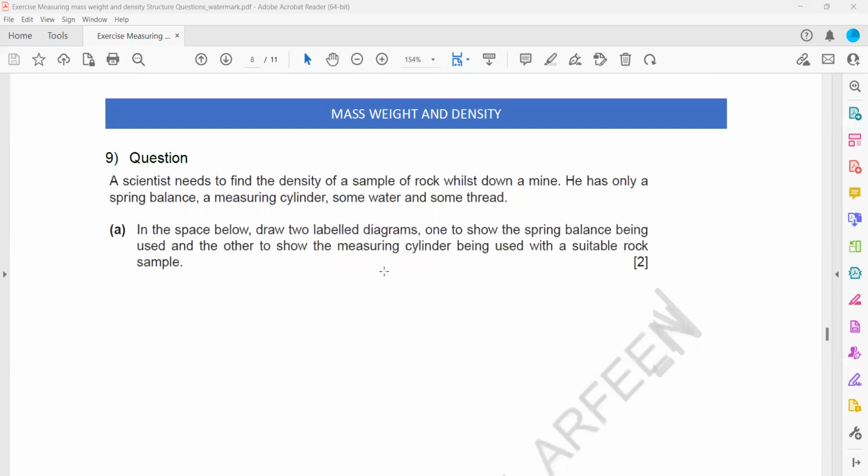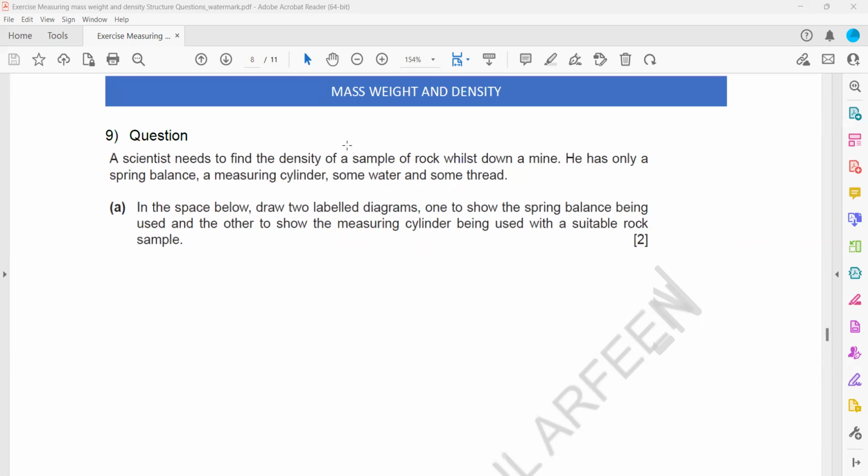In question 9, a scientist needs to find the density of a small sample of rock from down a mine. He has only a spring balance, a measuring cylinder, some water, and some thread. Look, a spring balance cannot measure the mass, it measures the weight. So using a spring balance, we'll get the weight of this rock sample, and weight divided by gravity will give the mass. In the space below, draw two labelled diagrams, one to show the spring balance being used.